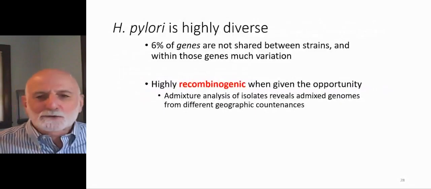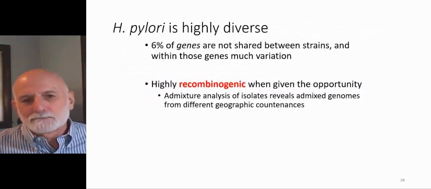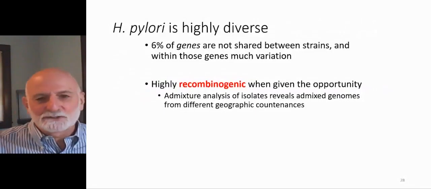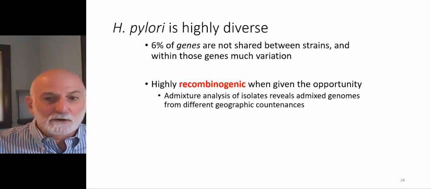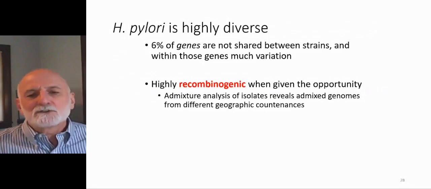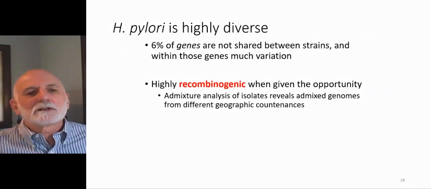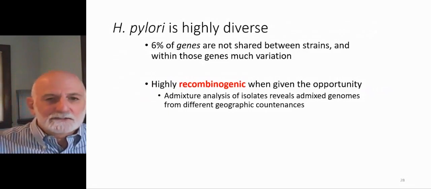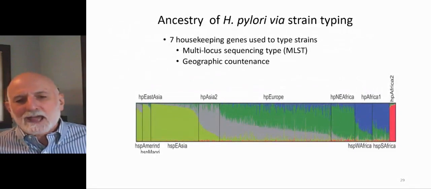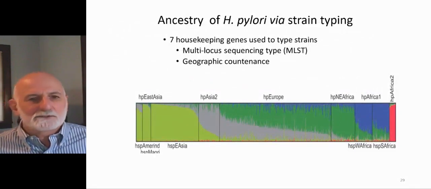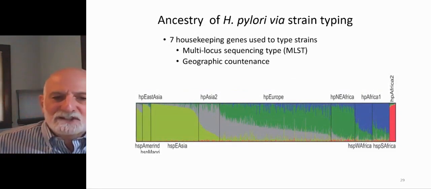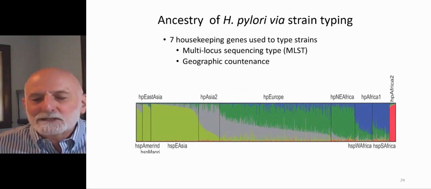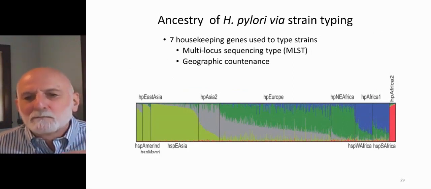Now, H. pylori is an incredibly diverse bacterium. About 6% of the genes are not shared between strains, so genes are just missing. It's highly recombinogenic when multiple strains are exposed to each other, which gives the opportunity to break up and disrupt co-evolved complexes. To give you an idea, this is the ancestry of H. pylori based on sequencing of 7 housekeeping genes. Each vertical line is a single strain, and each color is a particular ancestry, and a given strain can have multiple mixed ancestries.